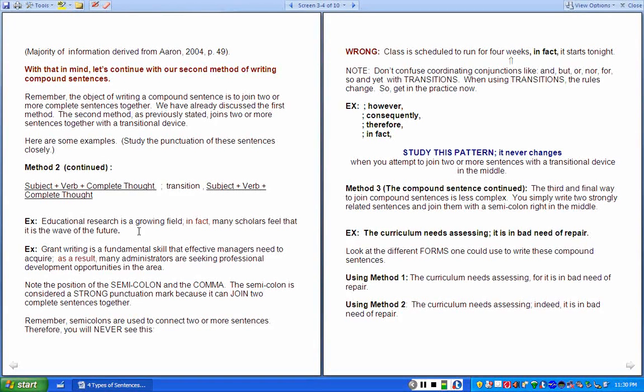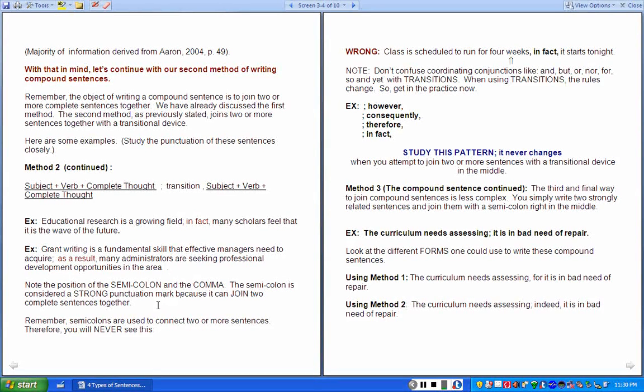Educational research is a growing field. In fact, many scholars feel it is the wave of the future. Great sentence, okay? But again, notice the trio effect. Notice that we have semicolon, transition, comma; semicolon, transition, comma. And we have to make sure that the transition makes sense in the sentence, okay? Let's take a look at the next example.